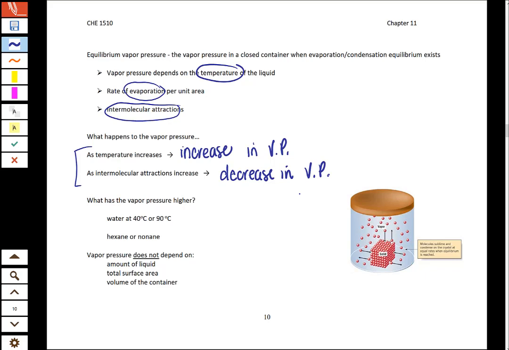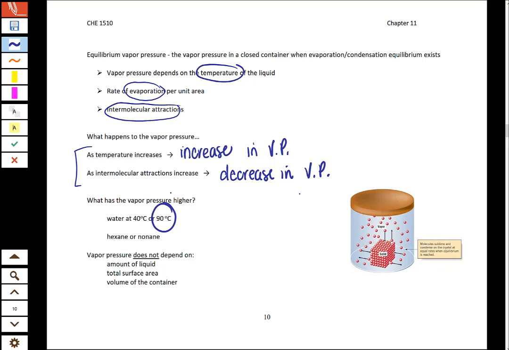So let's answer these two questions. What has the higher vapor pressure? Water at 40 degrees or water at 90 degrees? So let's think about how temperature affects vapor pressure. We just said that if temperature is increasing, we have more gas molecules. The more gas molecules you have, the more molecules there are to exert a pressure. So absolutely, you are expecting a higher vapor pressure at a higher temperature.